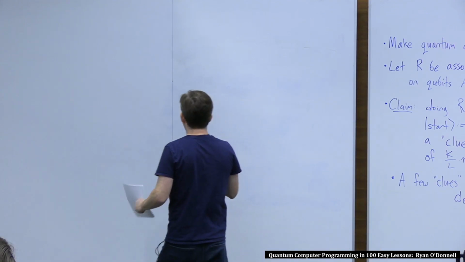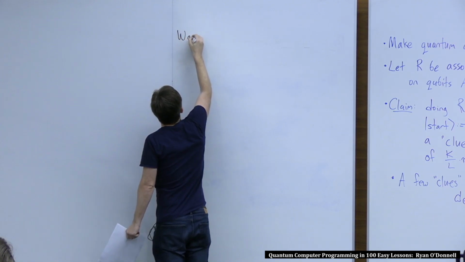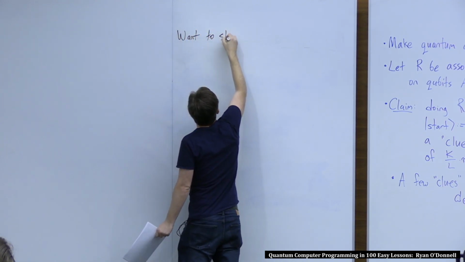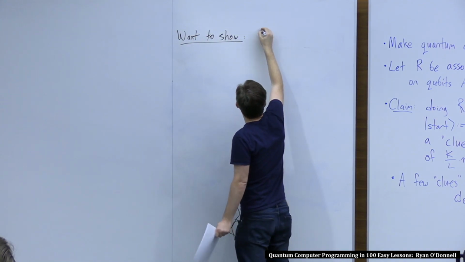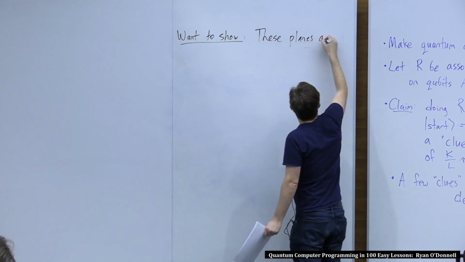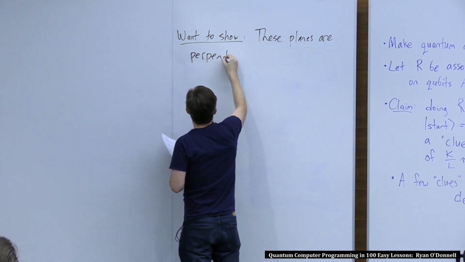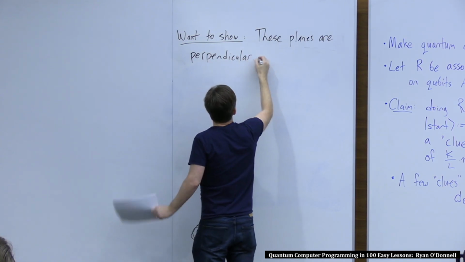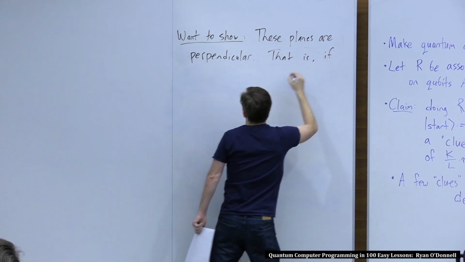Okay, so the last thing we need to sort of show about planes of rotation is that these planes that we found are perpendicular to each other. In other words, let's pick two of them.